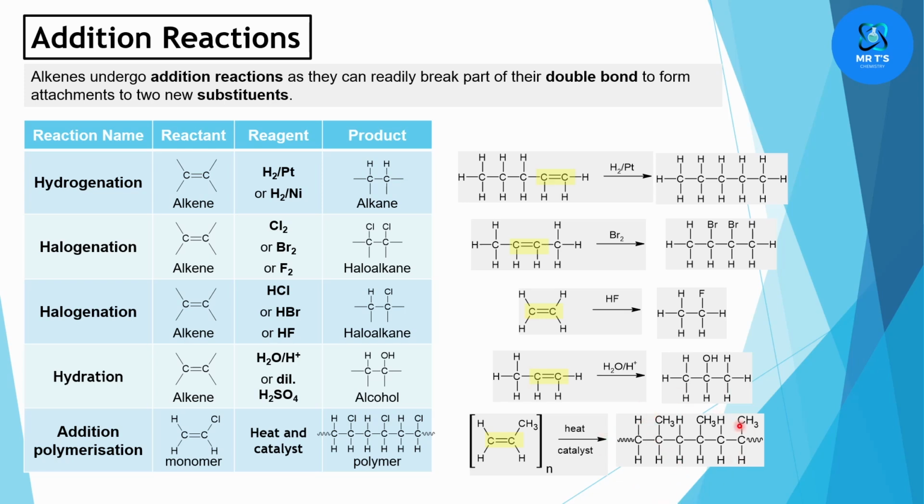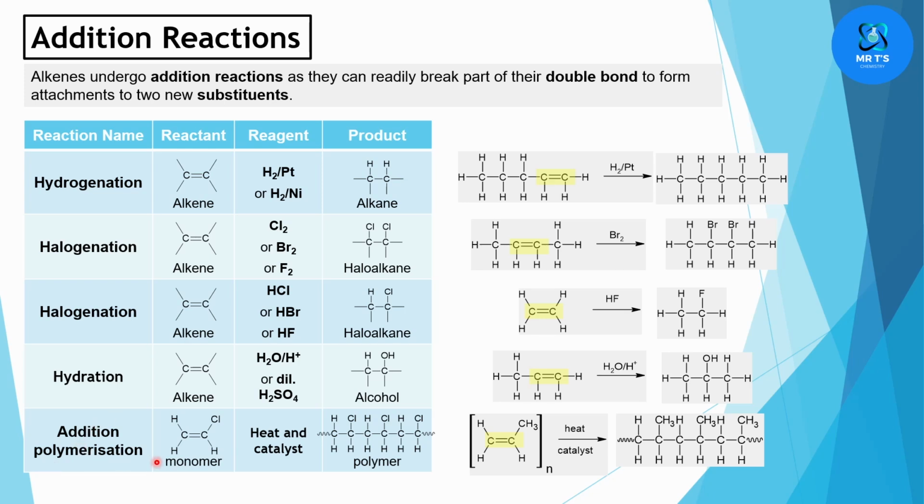So the long chain we form here is, the wee squiggly line means that it is a chain that continues on for hundreds of atoms. Okay, so it's not the end of the chain, it just continues, and I'm just showing so many of these units repeating here. And those are the different types of addition reactions we have to be able to do at this level: hydrogenation, halogenation, hydration, and addition polymerization.